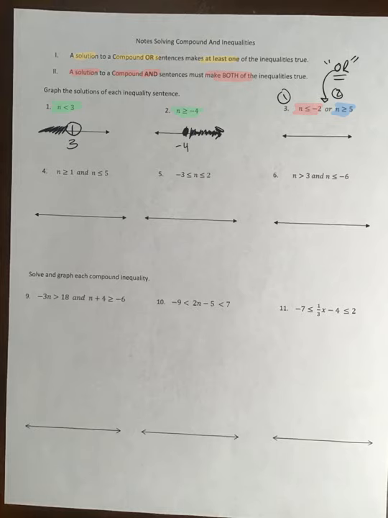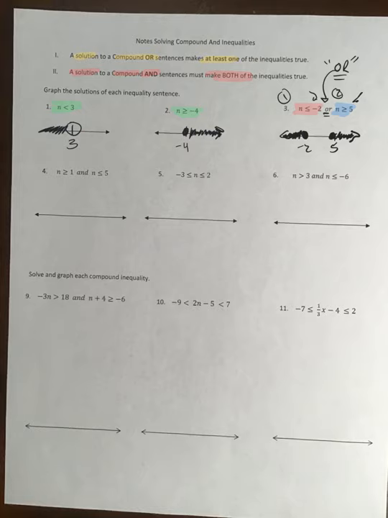And then remember with an or, it just has to work for at least one of them. So we're going to put -2 and 5 on our number line. We want all the numbers that are less than or equal to -2, so solid, or all the numbers that are greater than or equal to 5. So that's what your answer for number 3 would look like. But let's look at number 4.